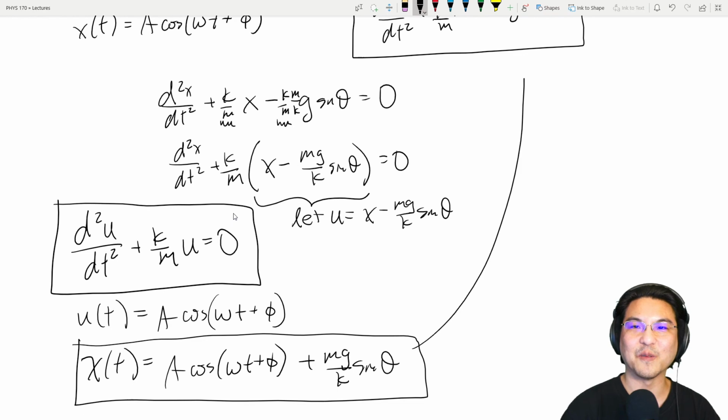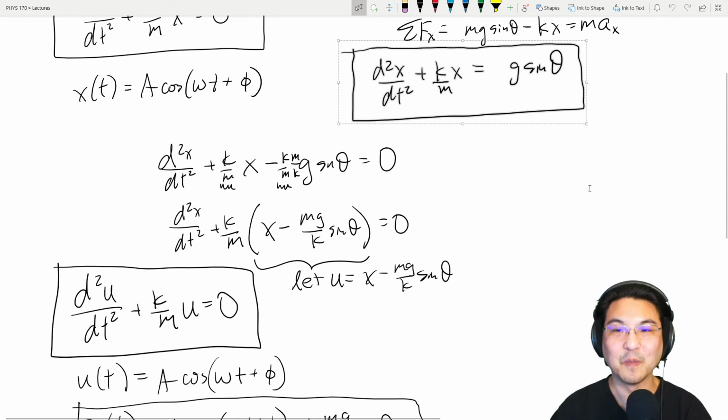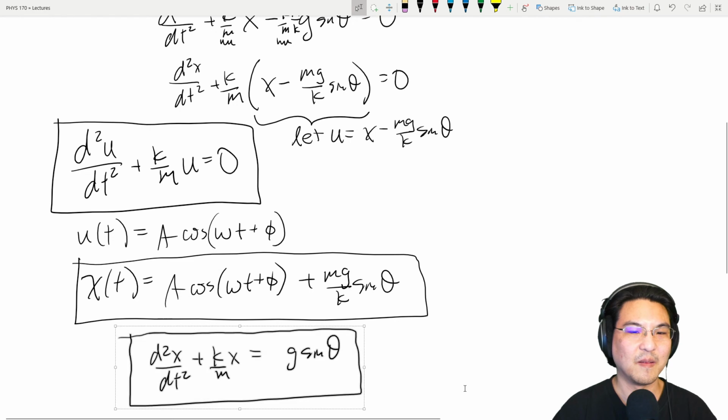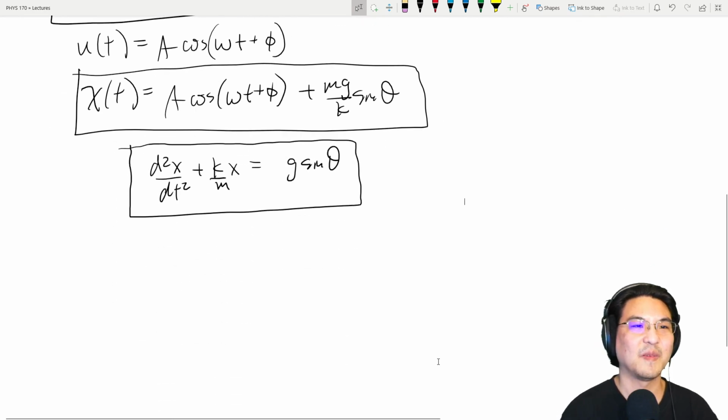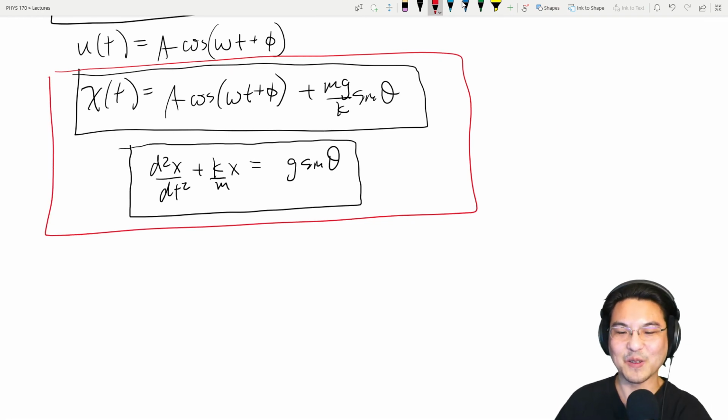This is the solution for this inhomogeneous second order ODE. Here. Okay, right here. So remember that trick. It's pretty useful.